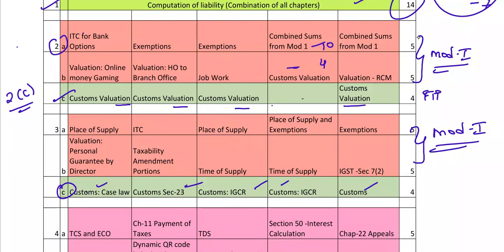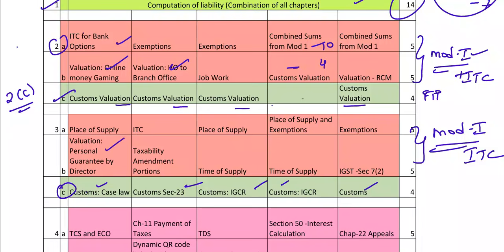ITC will be here. Module 2 contains ITC. So module 1 plus ITC question, here also module 1 plus ITC question. So this will be there in 2 and 3rd. If we see ITC for bank, valuation. Valuation again, you can see a valuation question at least once in every paper.